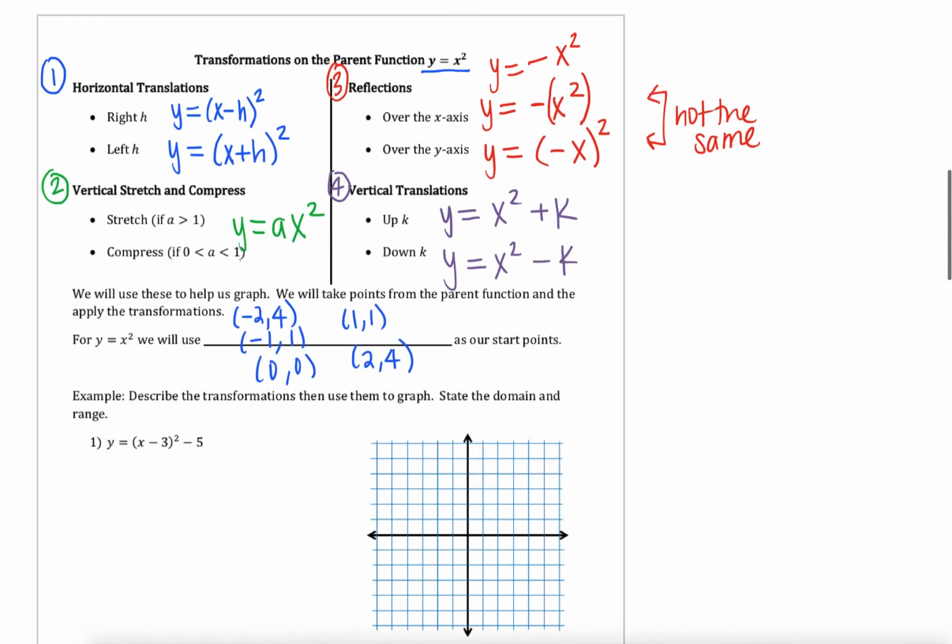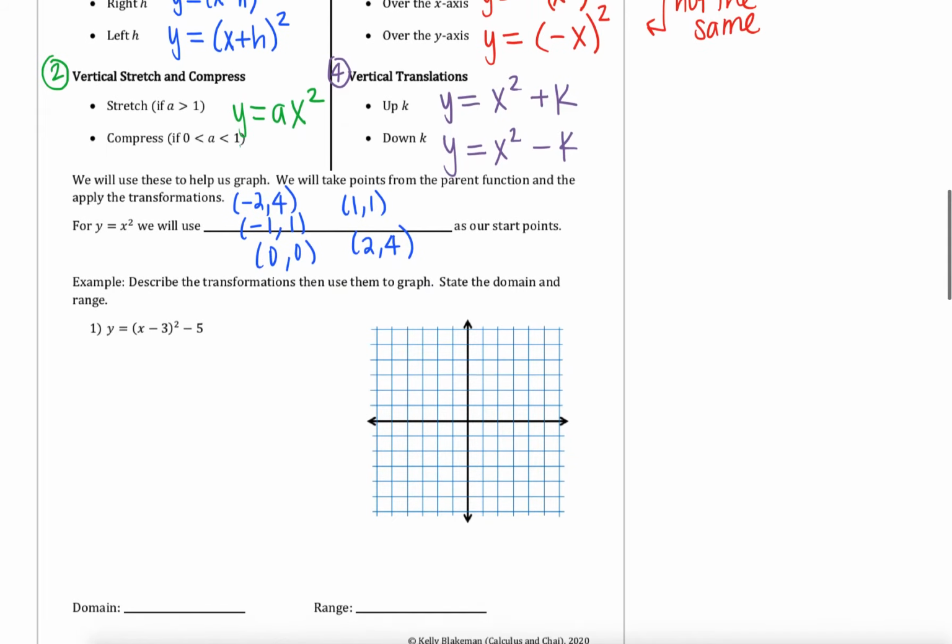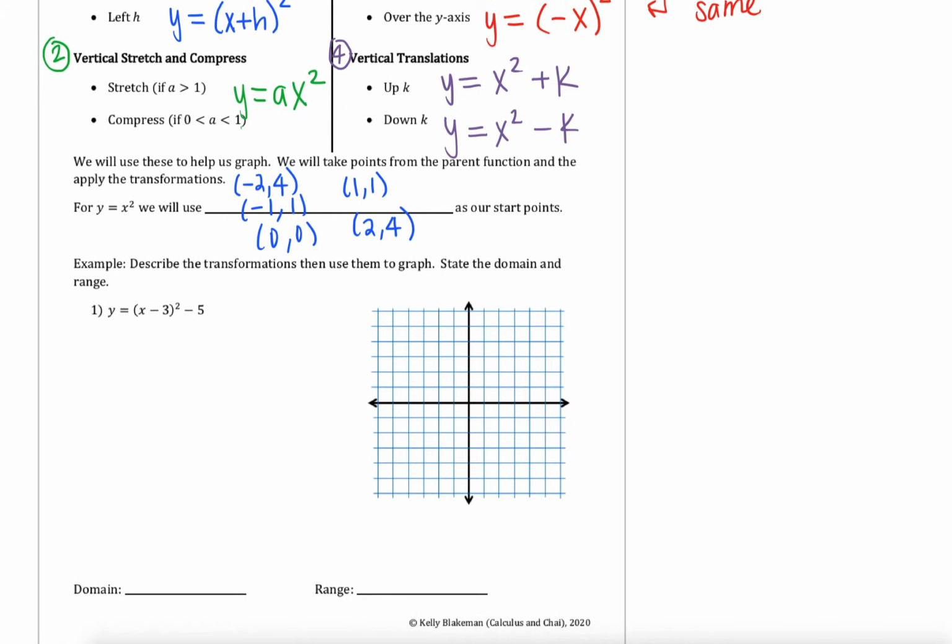So let's look at our first example here. So in the following examples, what we're going to do is we're going to describe the transformations and then use them to graph. And lastly, we'll be stating the domain and the range. So for our first example here, we have y equals x minus 3, the entire thing squared, minus 5.